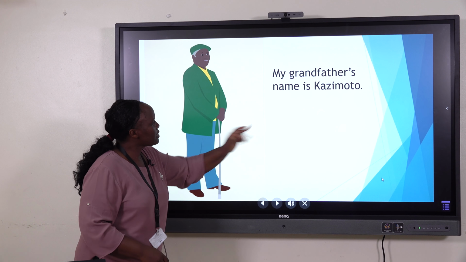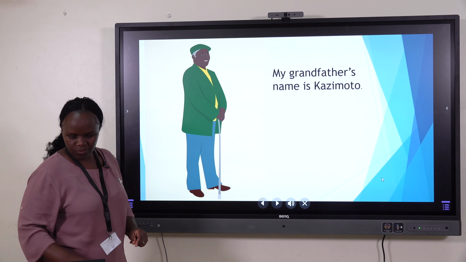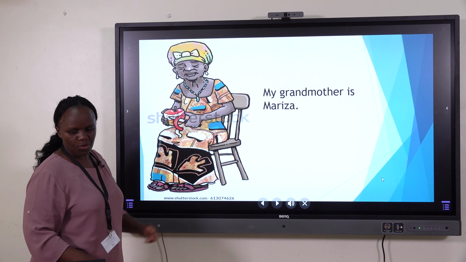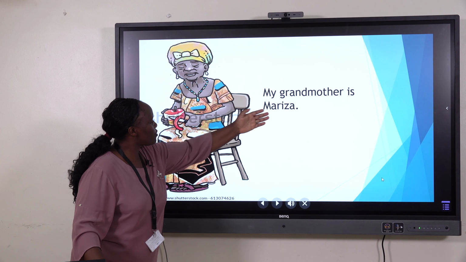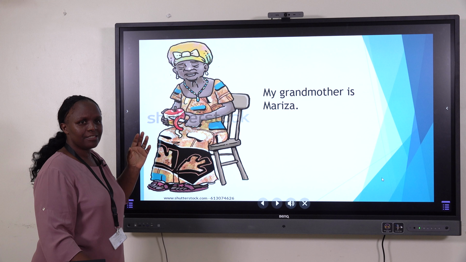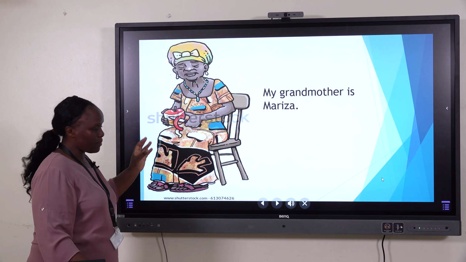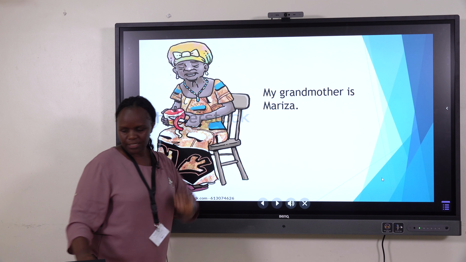My grandfather's name is Kazumoto. This is the grandfather of Ali who was telling us the story. Then also, my grandmother is Marisa. The sentence in the story is simply explained using the picture. As learners look at the pictures, they can easily interpret the sentence in the story.